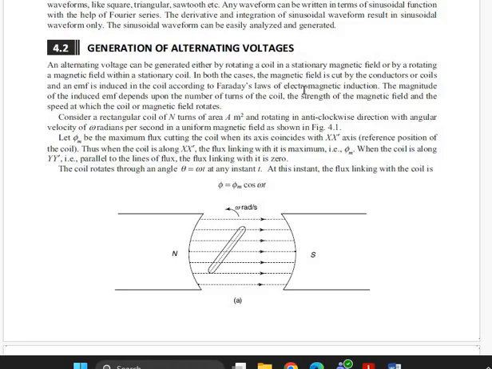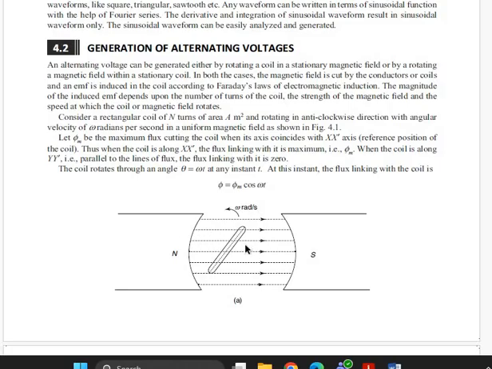Consider a rectangular coil of N turns of area A square meters rotating in the anti-clockwise direction with angular velocity of omega radians per second in a uniform magnetic field, as shown in this figure. Let phi m be the maximum flux cutting the coil when its axis coincides with X dash, that is the horizontal direction, the reference position of the coil.